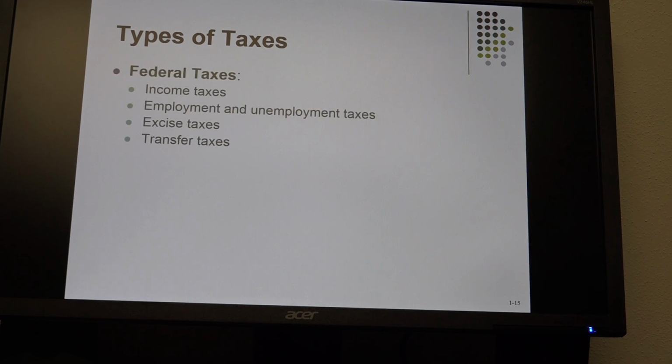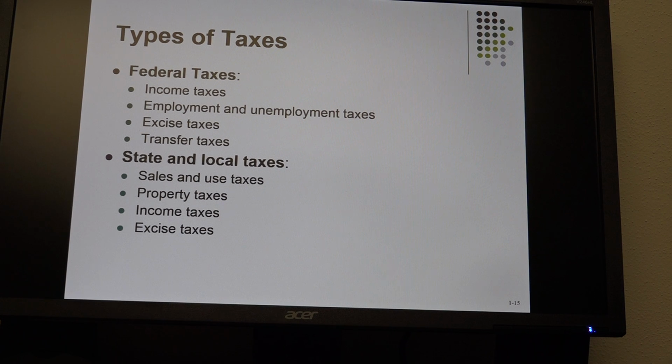All right, types of taxes. You've got federal taxes. Under federal taxes, you've got income taxes, which is the primary concern of this course, but we'll also talk some about employment and unemployment taxes. Not so much excise and transfer taxes. State and local taxes, you have sales and use taxes, property taxes. Some states have an income tax. Certainly, we have one here in Oregon. I believe Washington doesn't have one. I don't think Idaho does either. And then excise taxes.